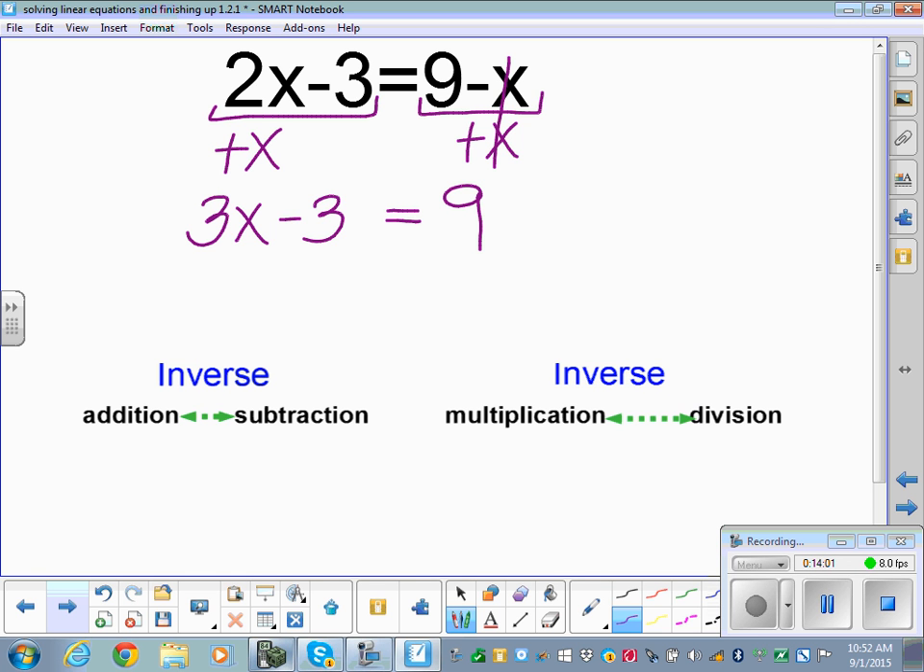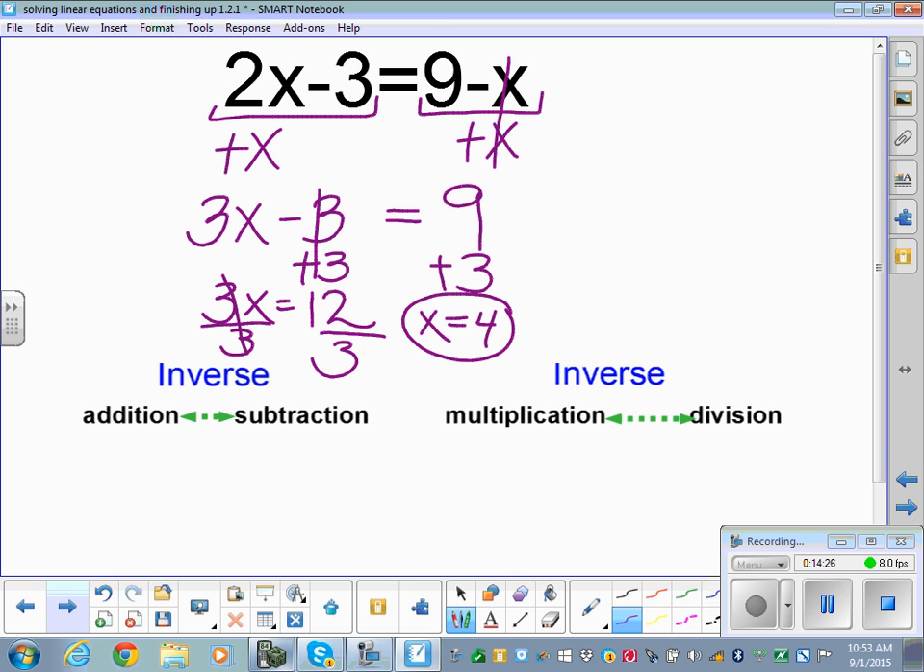Now from here, is it pretty easy to solve for x? Yeah, let's solve for x piece by piece from here. So I'm going to do what? Add 3. So then over here, it's gone, right? So we have 3x is equal to 9 plus 3, which is 12. And then next step. Divide by 3, and that's gone. So we get x is equal to 4. Questions on that?